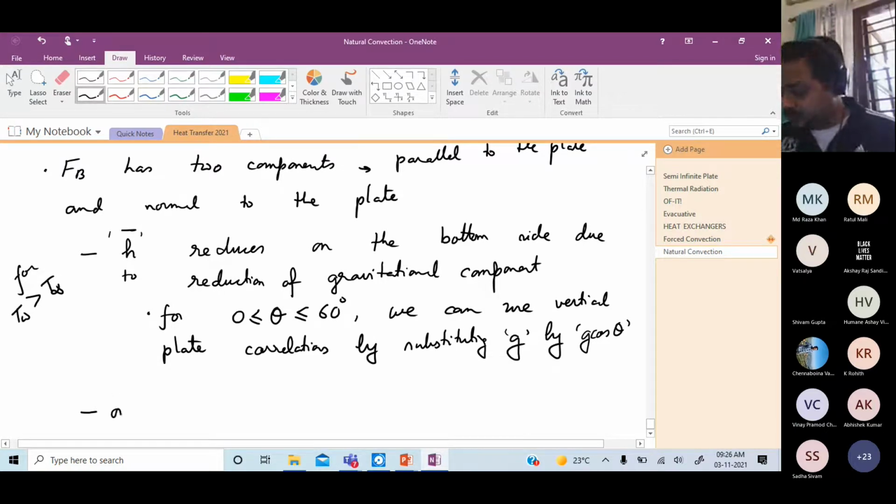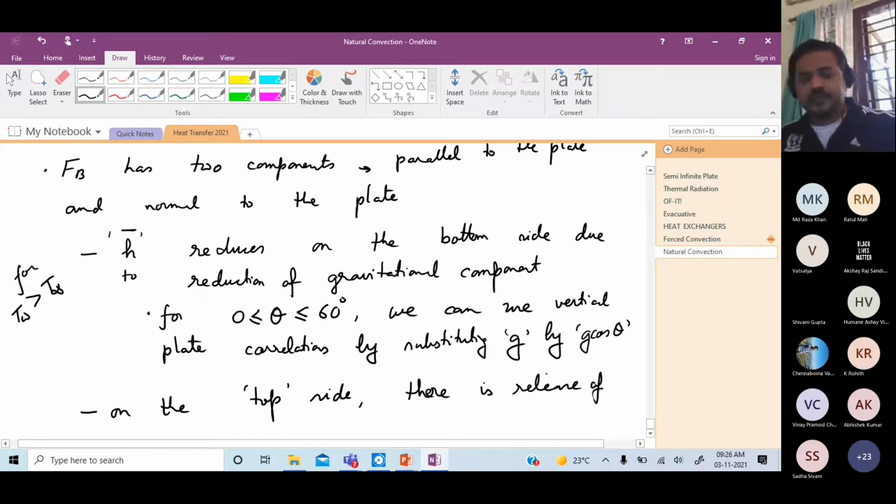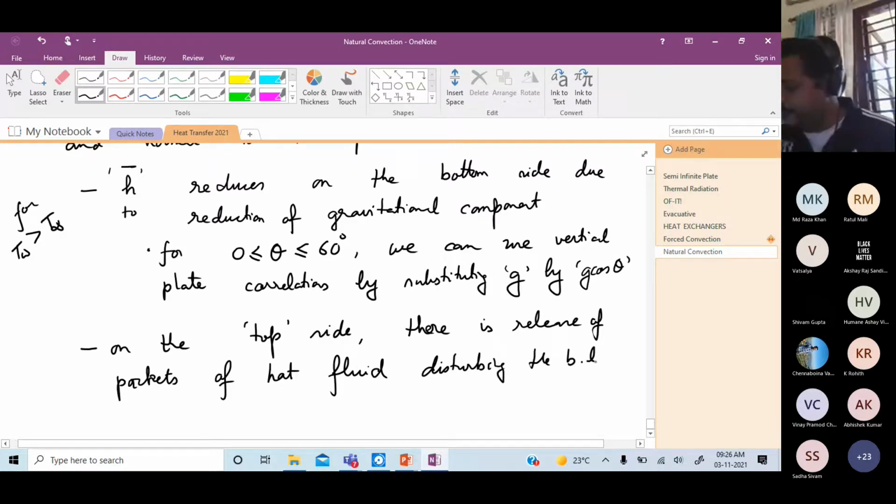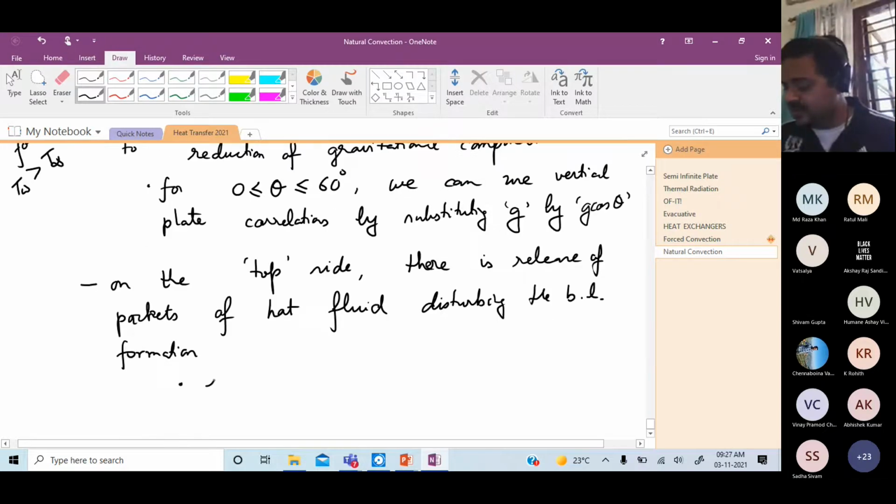So on the top side, there is release of packets of hot fluid, disturbing the boundary layer formation. So what is the net effect? h increases, but however, there are no standard correlations.